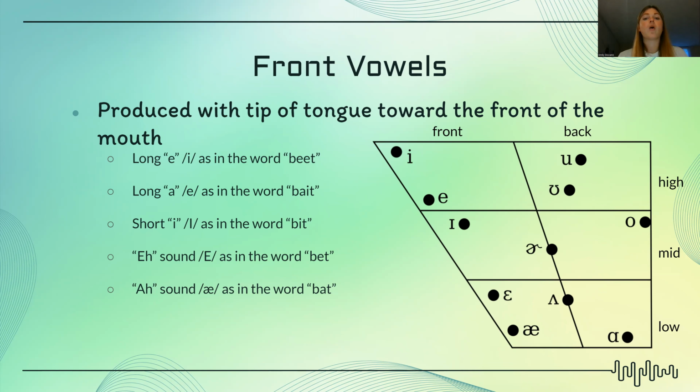And then lastly, the vowel A is our last front vowel, and that vowel is produced even a little bit lower than the vowel E. So when you go from E to A, you can sort of feel how your tongue pulls down a little bit, but the tip of it stays forward because it is still a front vowel.